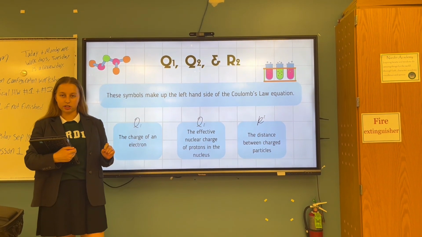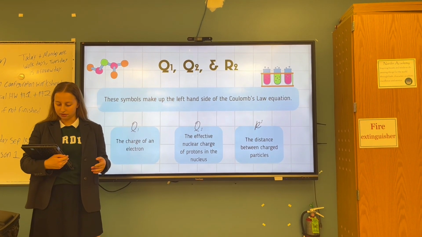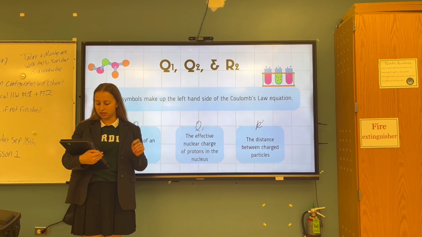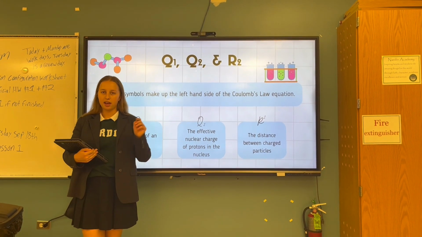The other side of the equation is fairly simple. Q1 represents the charge of an electron, Q2 represents the effective nuclear charge of protons in the nucleus, and R squared represents the distance between the charged particles. Any questions so far?